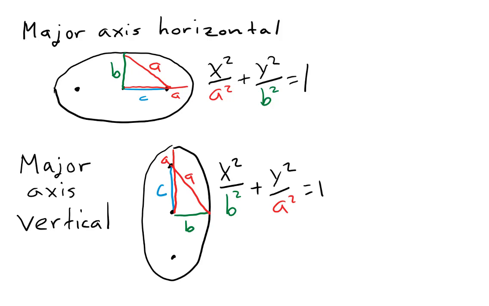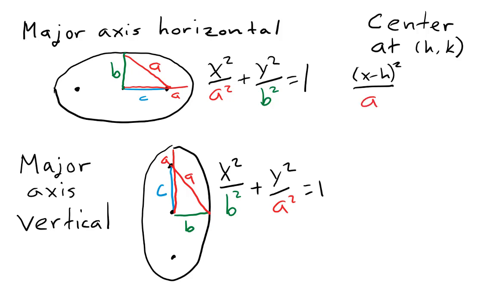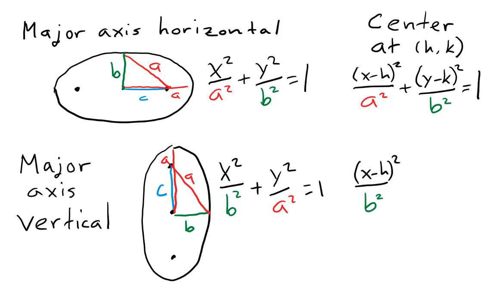These equations all put the center of the ellipse at the origin, at the point where x and y are both 0. We might want an equation for an ellipse with the center somewhere else. If we put the center at the point with coordinates h, k, then the equation for the ellipse with a horizontal major axis is x minus h the quantity squared over a squared plus y minus k the quantity squared over b squared equals 1. For the center at h, k, if the major axis is vertical, we have x minus h the quantity squared over b squared plus y minus k the quantity squared over a squared equals 1.